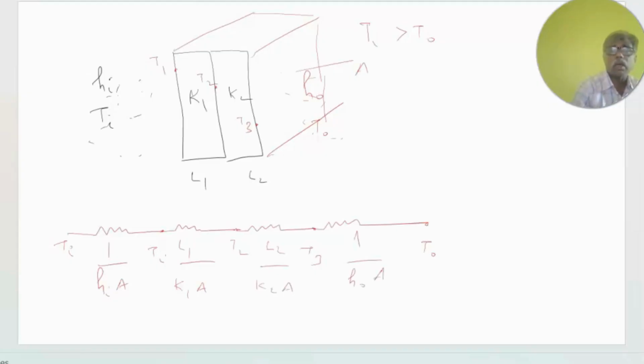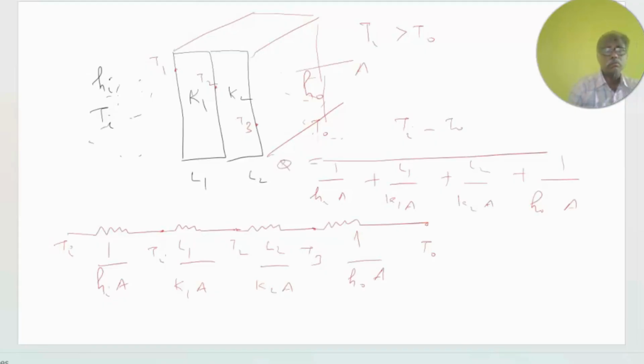Very simple. You can write the equation as Ti minus T0 divided by, you add all the resistances, 1 by HA plus L1 by K1A plus L2 by K2A plus 1 by H0 A. It is very simple. Q is equal to this.